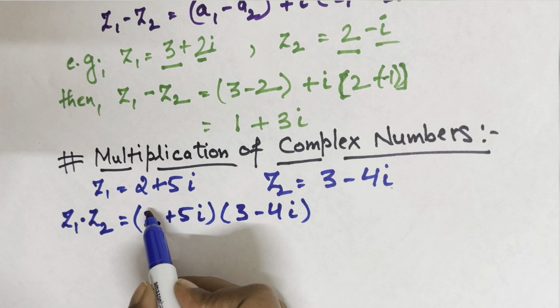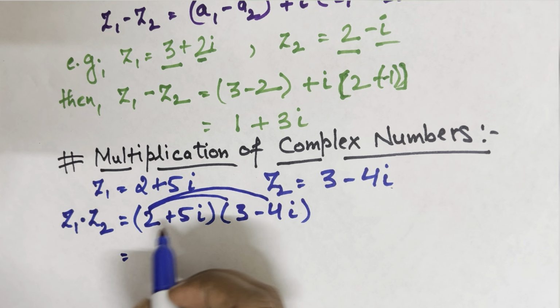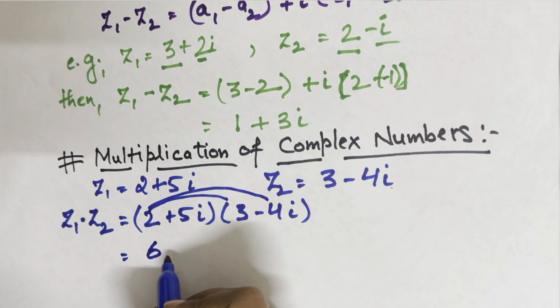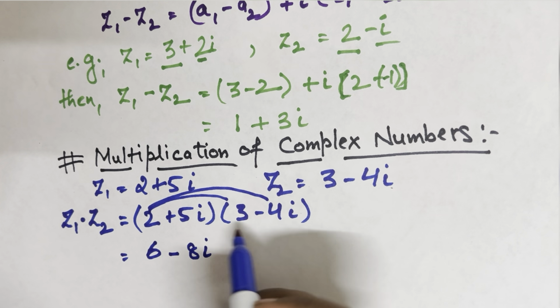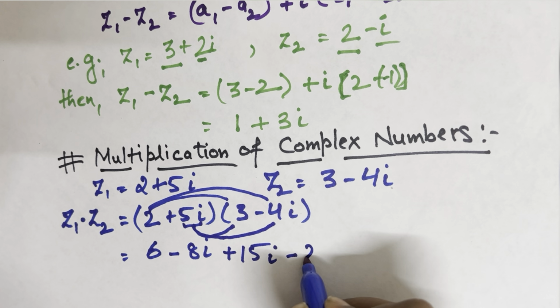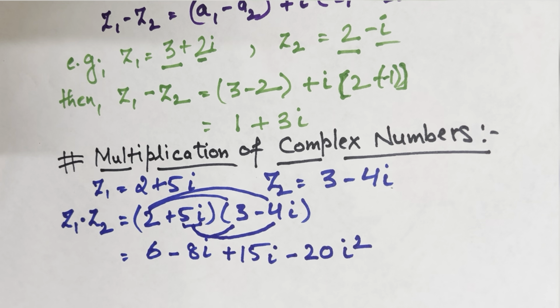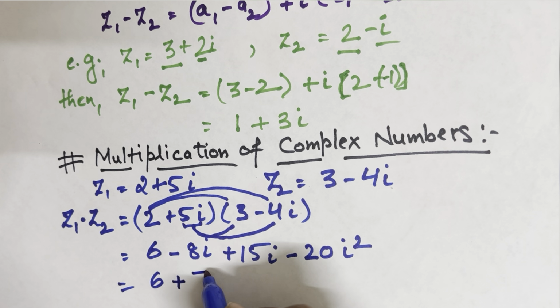So first we will take 2 and we will multiply this with these two. So we will get 2 into 3, 6, minus 4 into 2, 8 iota. Then we'll take 5 iota and we will multiply this with these two. So we will get plus 15 iota minus 20 iota square. Now 6 minus 8 iota plus 15 iota, it will be plus of 7 iota minus 20 iota square.